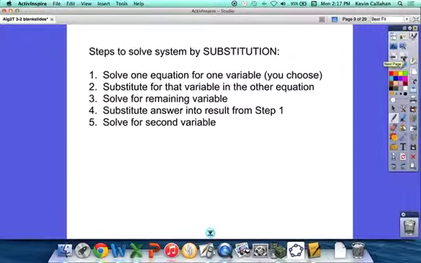So substitution. Right? The steps to solve a system by substitution, a 2x2 system, two equations, two variables. First step, you solve one of the two equations for one of the variables, and you can choose which one. There's no wrong variable to solve for here. Although there's sometimes a kind of obvious one you should be choosing. If you choose a different one, you can still be right.